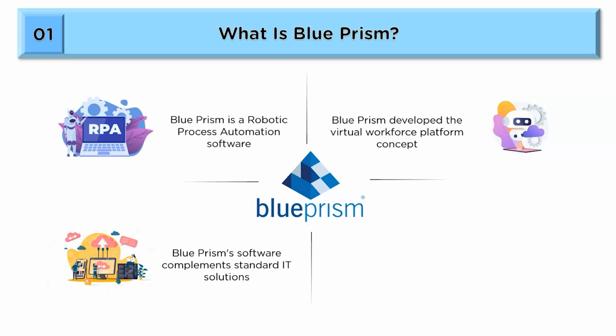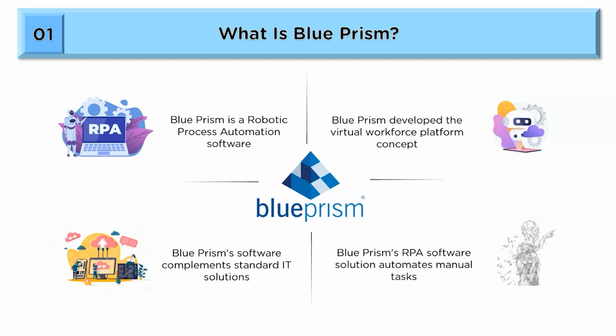Blue Prism software complements standard IT solutions by utilizing an agile virtual workforce that follows rule-based business process and interacts with system the same way users do. Blue Prism's RPA software solution automates tasks that would otherwise be carried out manually by humans, or through significant customization of current IT systems, which would result in a higher level of automation with significantly lesser investment and faster deployment.